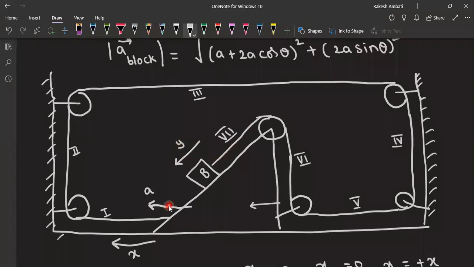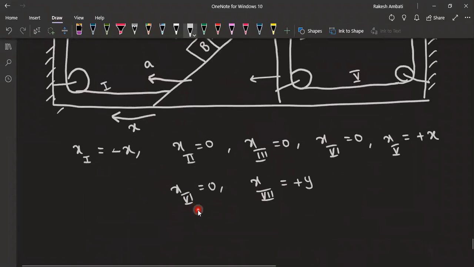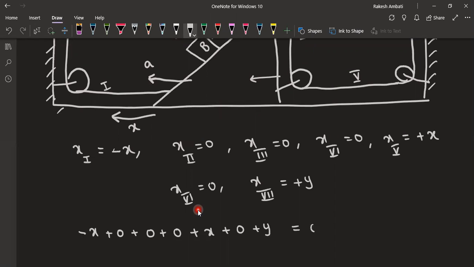So all the segments we completed. Therefore, what is the total elongation equal to? 0, because of ideal pulley. So total elongation: minus x for the first segment, 0 for the second segment, third segment 0, fourth segment 0, fifth segment plus x, sixth segment 0, and the seventh segment plus y. So the total elongation equal to 0. Therefore, minus x plus x cancel out. Therefore, y equal to 0.